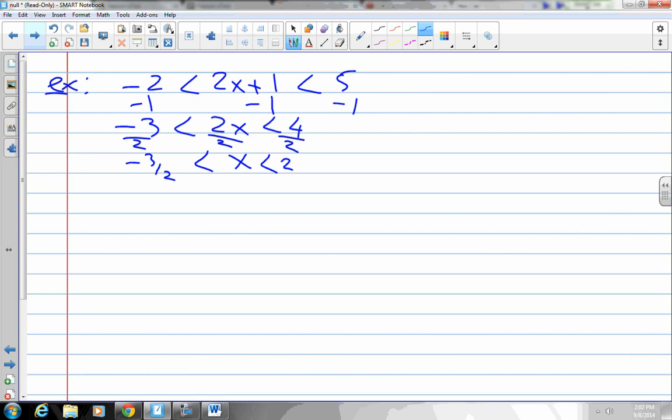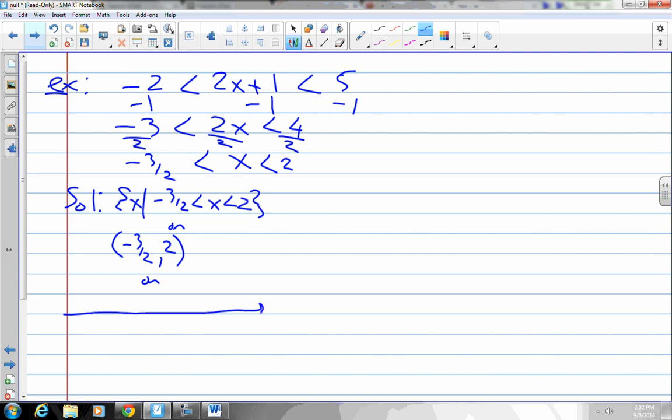Right? So we can say all x's between negative 3/2 and 2, or between negative 3/2 and 2, or if you're asked to graph it, it's just going to be like this, between negative 3/2 and 2, everything in between.